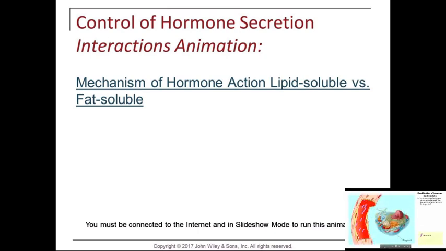Lipid-insoluble hormones, such as peptide hormones, cannot pass through the plasma membrane and enter the target cell. They can only interact with the surface of the target cell. These hormones bind to membrane receptors on the outer surface of the target cell's plasma membrane. The binding of the hormone to its receptor sets off a sequence of events. First, it activates a G protein found on the inner surface of the membrane. That's important.